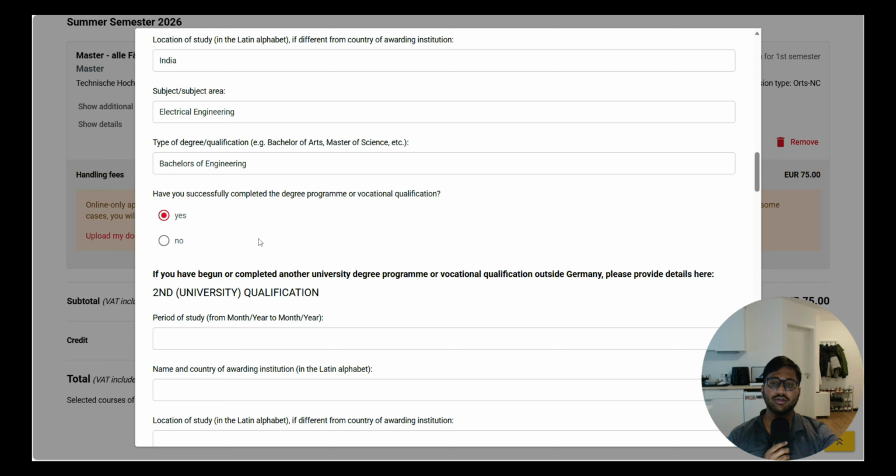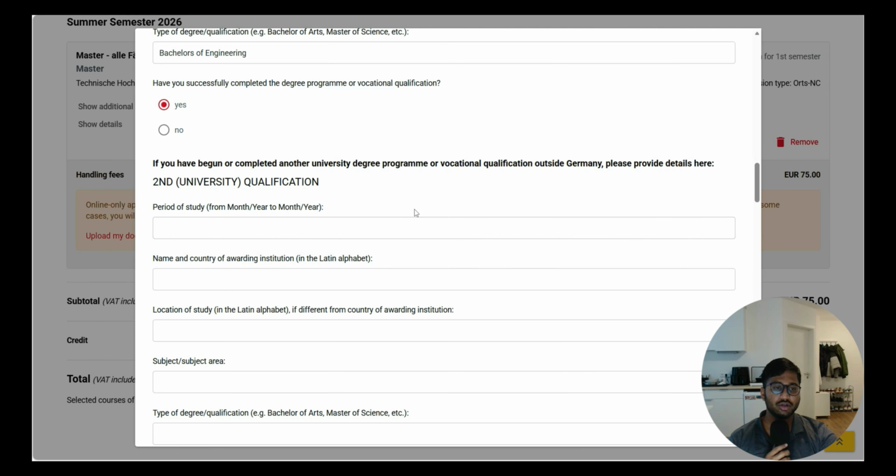Have you successfully completed the degree? Yes, I have. If you have not successfully completed it, then you can click on no and give your prognosis certificate. But for this particular college and course that we are applying to, there should be a mandatory finished degree and also a minimum of 1 year of experience. So that's the reason it is a no-brainer. You need to select yes.